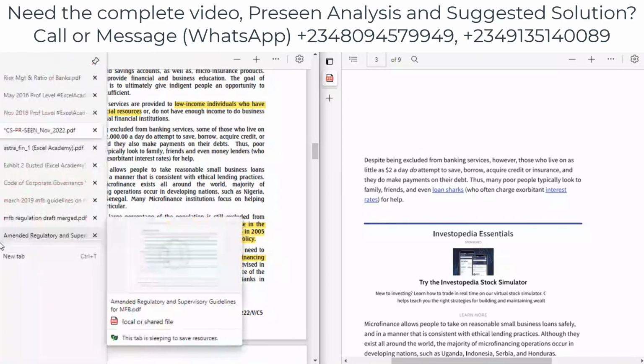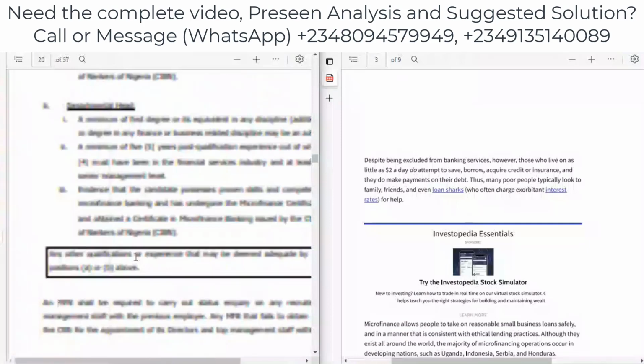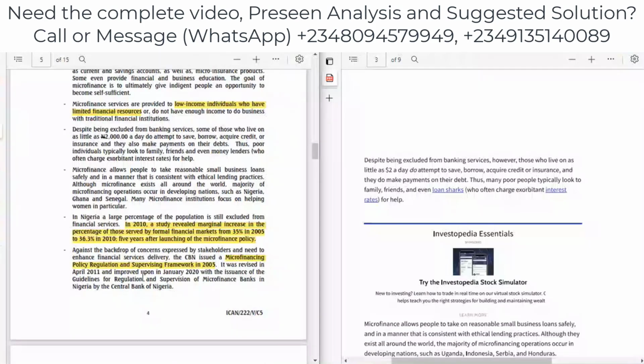So it was revised in April 2011 and improved upon. That is, it was amended in January 2020 with the issuance of the guidelines for regulation and supervision of microfinance banks in Nigeria by the CBN. So that's just an overview. You get that? It's just like the examiner trying to introduce you to the microfinance sector.